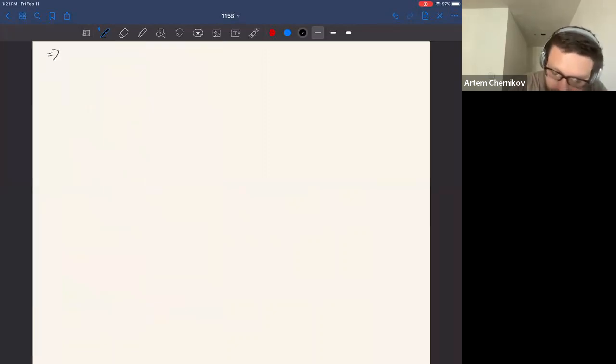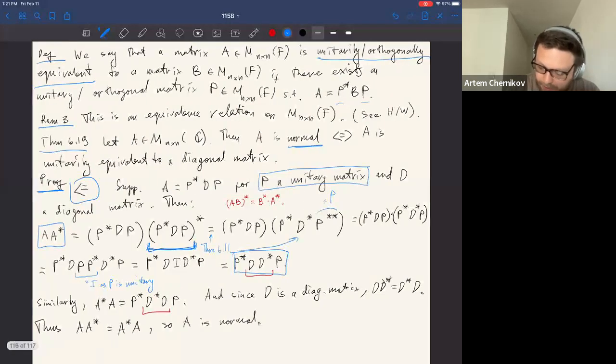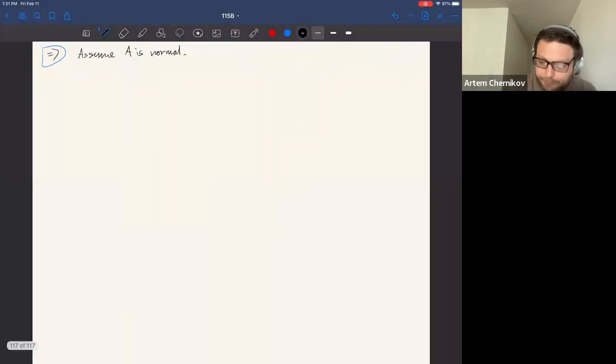So now we will assume that A is normal, and we need to show that A is unitarily equivalent to some diagonal matrix. This time we go in the opposite direction. We assume A is normal, and we have to find P and D like we had here, so that the same condition holds, right? Okay, so let's try to do this.